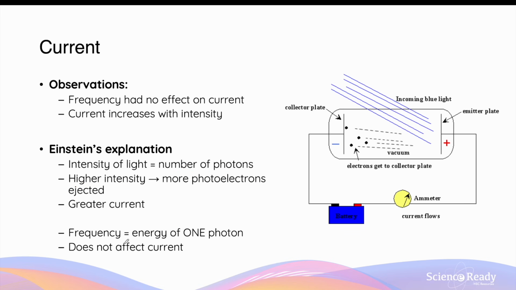Why does frequency have no effect on the current? Frequency only affects the amount of energy of a single photoelectron, but not the number of photoelectrons that are being ejected from the metal. And because current is related to the number of electrons passing through the ammeter, this is the reason why frequency does not affect the current reading.